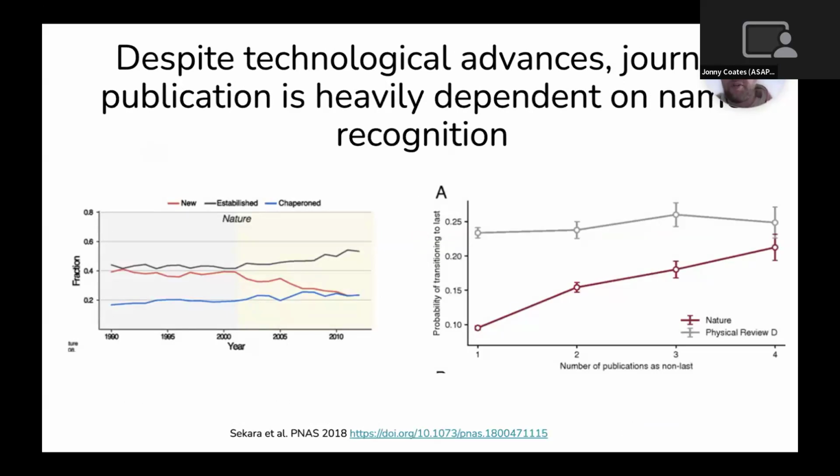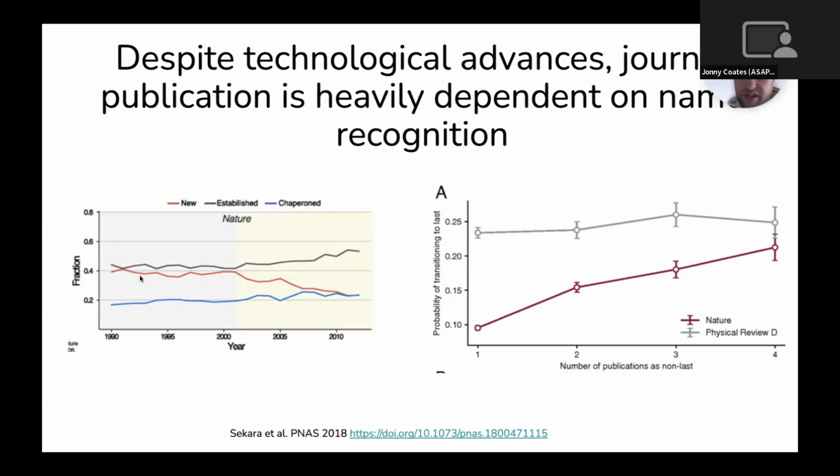We also see that journal publication is heavily dependent on name recognition and effectively, have you published in this journal before? So this is data from a paper that looks beyond just Nature, but Nature is a good example to use here. So in Nature, what this image here is showing you is that if you have published in Nature before, whether that is as an established PI or you've been chaperoned, so you've been an author somewhere on that Nature paper, you are more likely to get into Nature than if you are coming at as a new PI.